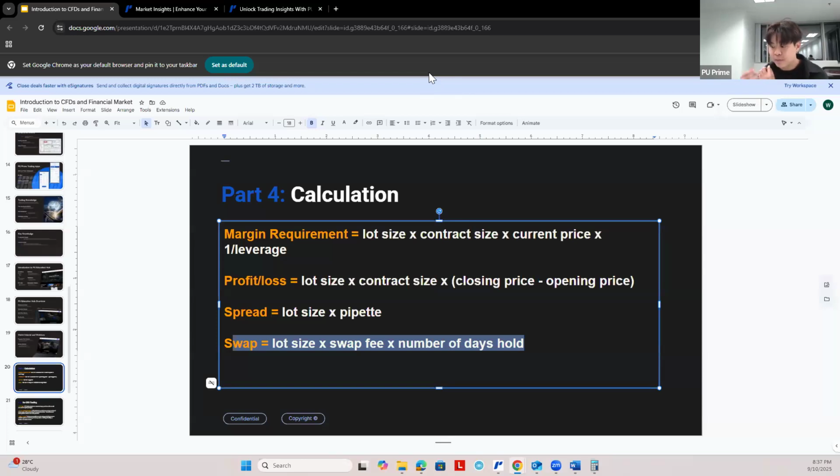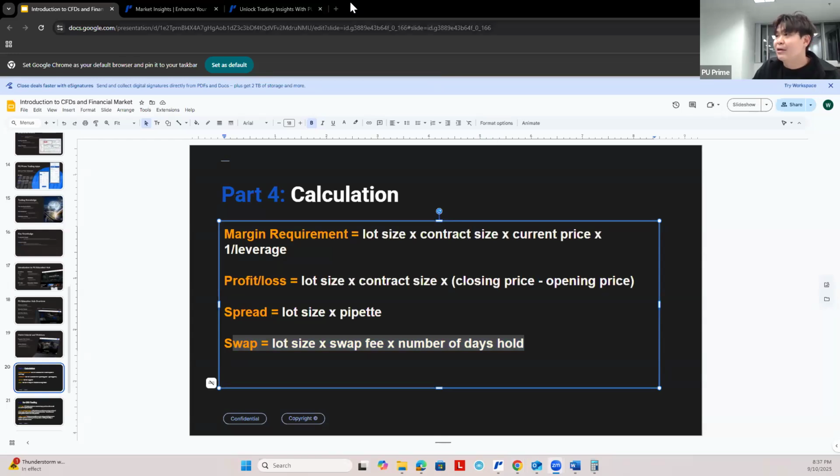Why? Because the CFD industry offers you high leverage. So you can use $1 to trade up to 100, or $1 can trade up to 1,000, for example. So the broker is going to charge you an interest fee, something like that. That's why when you hold your product overnight, you will suffer from the swap fee. So this is why people normally trade CFDs purely for the short term instead of the long term.